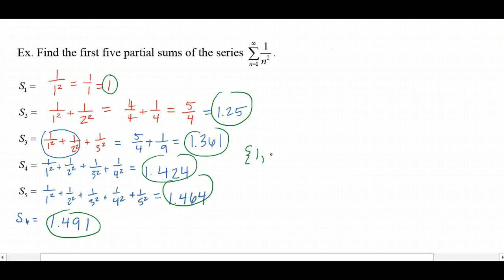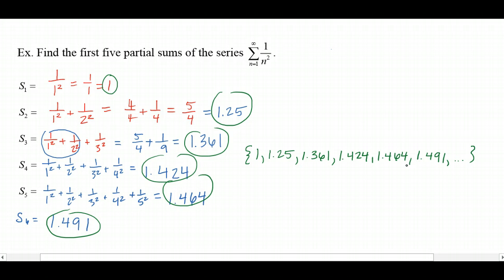So 1, comma, 1.25, 1.361, 1.424, 1.464, 1.491, and on and on and on. So what we're looking at is whether or not we think this sequence converges, this sequence of partial sums. If this sequence converges, then we say that the original infinite series converges, and it converges to whatever the sequence of partial sums converge to.